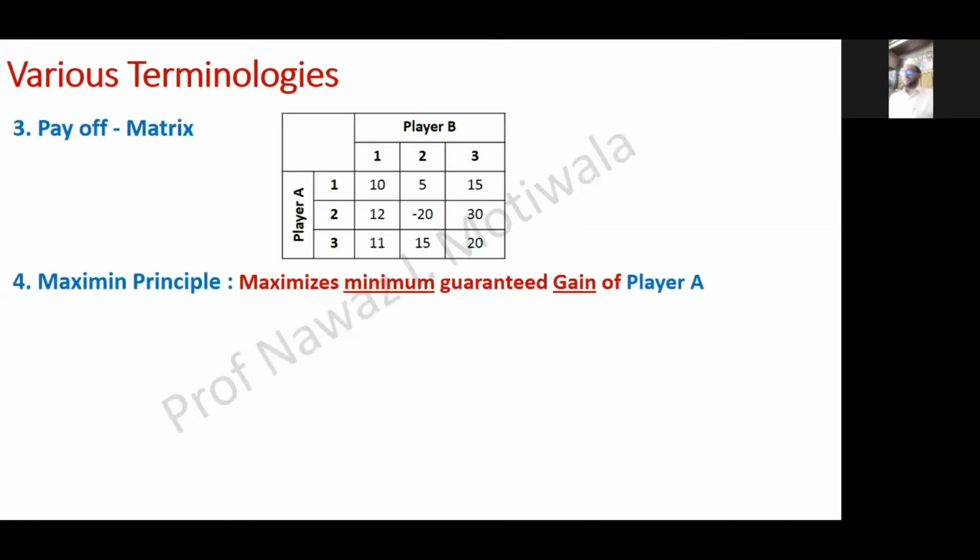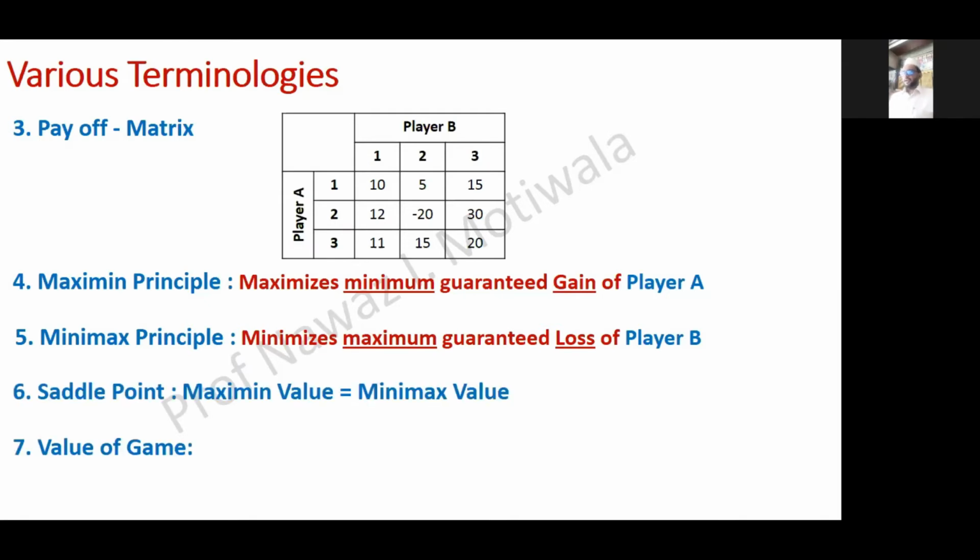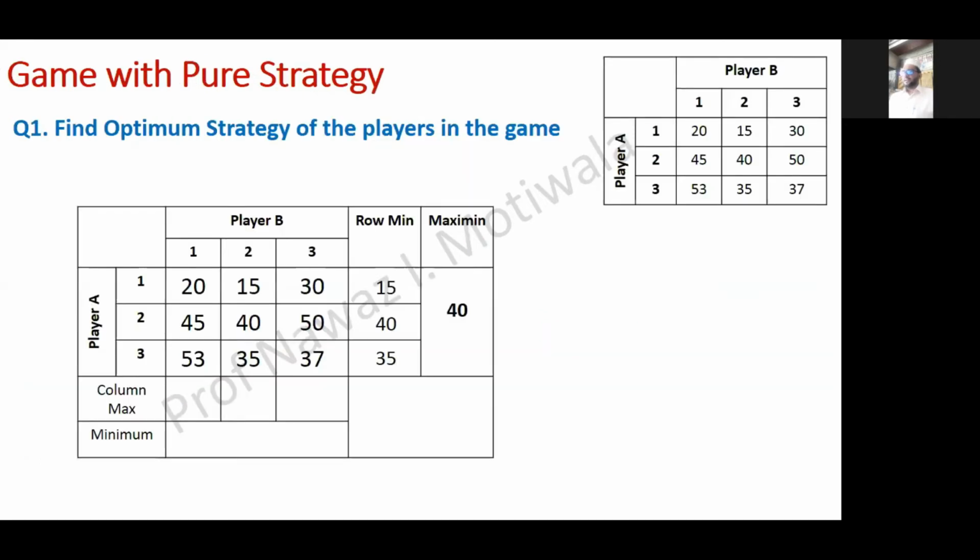Then the payoff matrix we have already discussed. The maximin principle we also saw: player A will always try to maximize the minimum guaranteed gain, and B will always try to minimize the maximum guaranteed loss. Then we discussed the saddle point, and lastly the value of the game. The value we get at the saddle point is known as the value of the game, and it tells how much profit or how much loss will be suffered by player A or player B. Then we started with some problems and solved them.